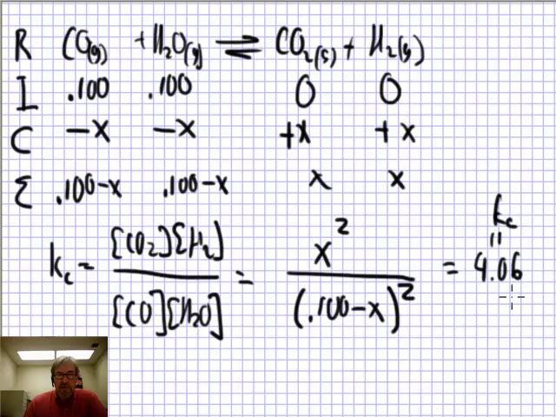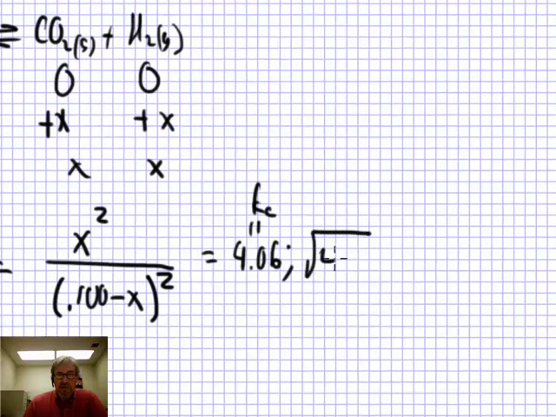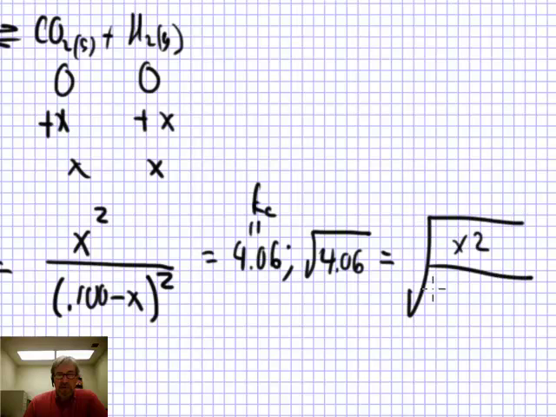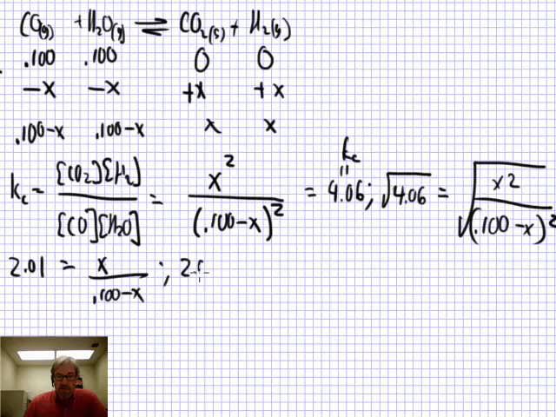It's my job to find out x, because if I know x, I can plug it into that bottom row, that E row in my RICE chart, and find concentrations of everything. So I can take the square root of both sides. So the square root of 4.06 is going to be equal to the square root of x squared over (0.100 minus x) squared. So the square root of 4.06 is 2.01. So that's equal to x over 0.100 minus x. So that means 2.01 times (0.100 minus x) is equal to x.